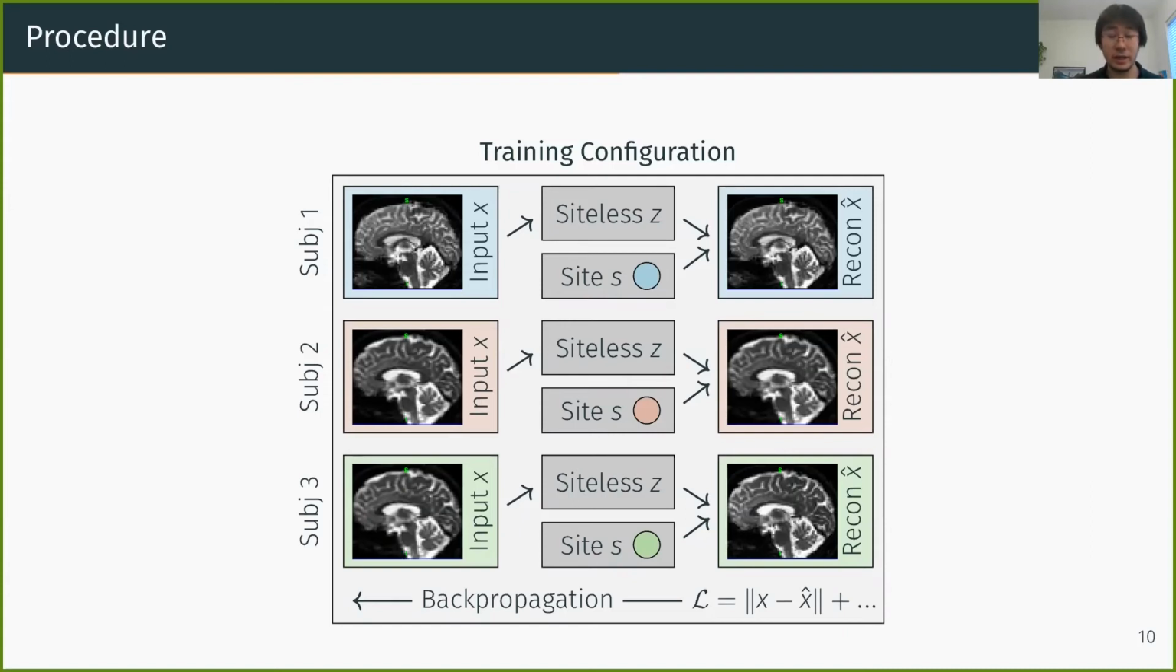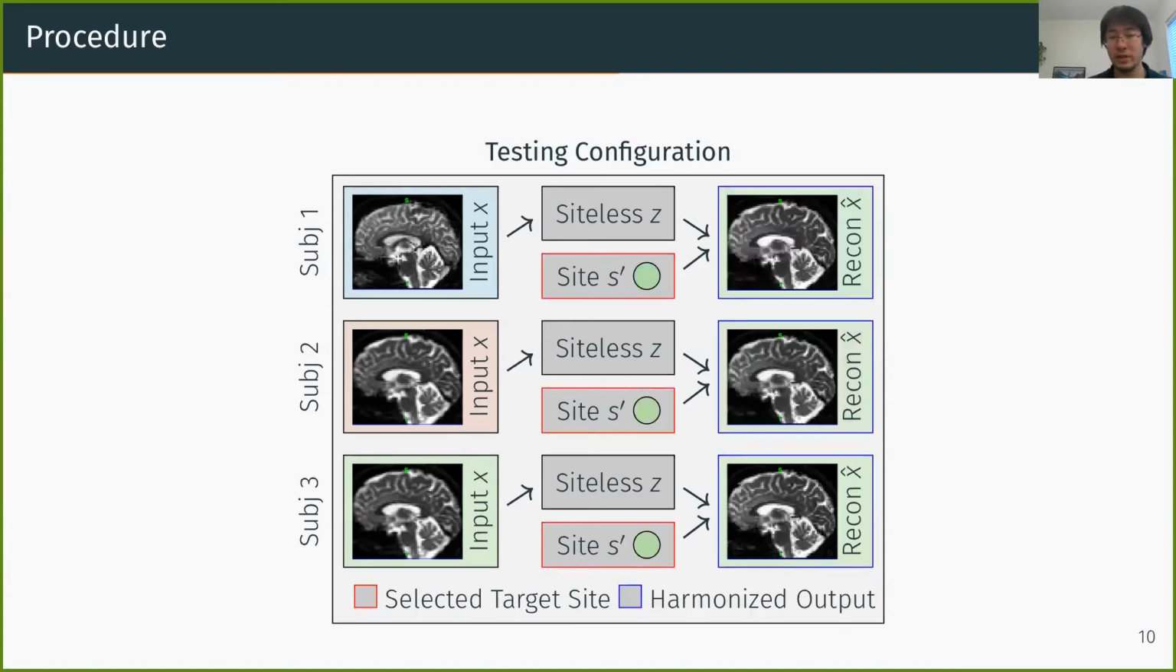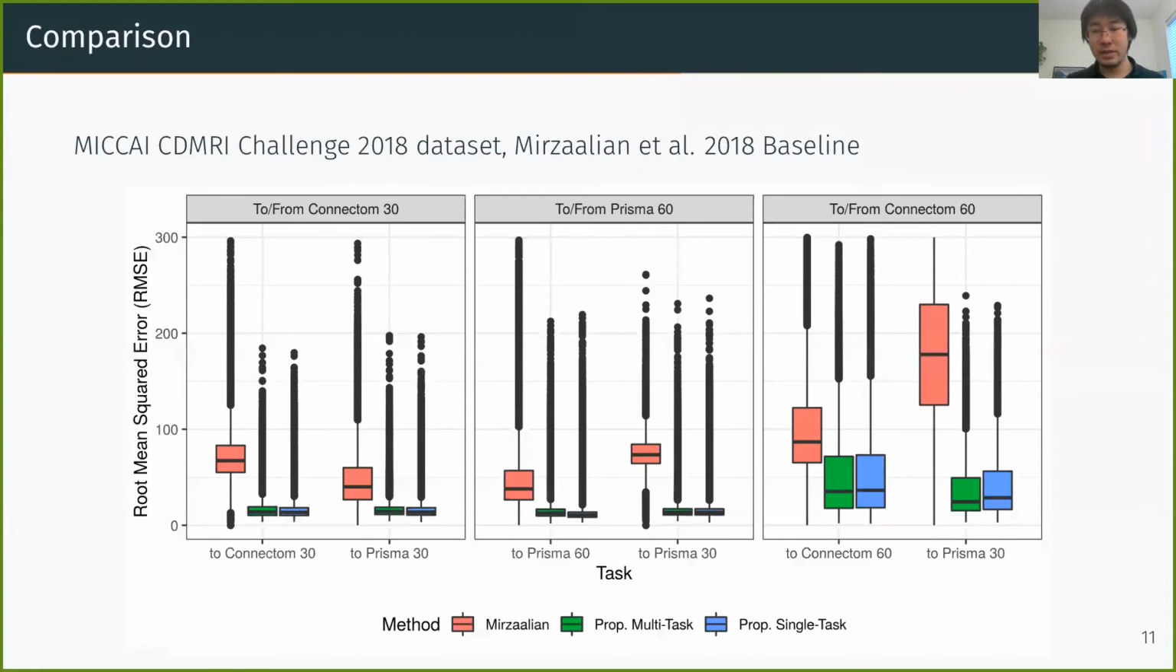Yeah, we can do that in training. And then at test time, we can choose a target site, so the green one in this case, and map everyone to the green site. So this is a property shared by all of this class of methods, not just mine or Umang's. Great. And this tends to work pretty well.